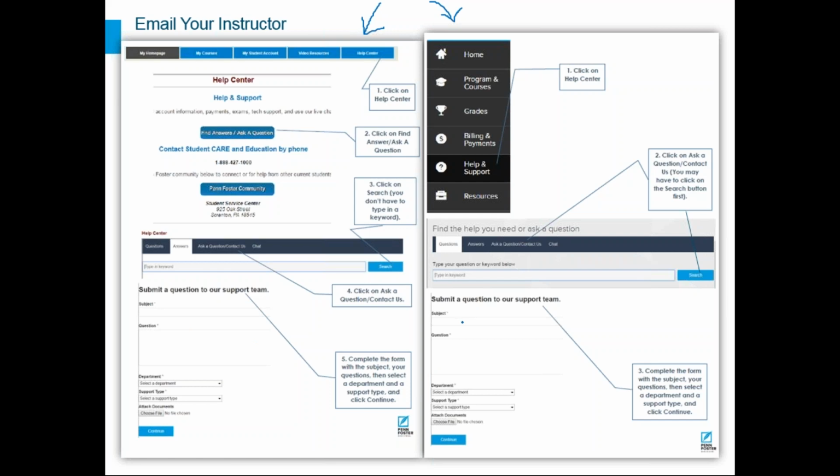Write your subject. If you have a math question, make it math, for example, or algebra. Anything that lets us know it's a math question. Write your question here, select instructional support, and then maybe just select general support and then hit continue. And that's it. That will send an email to your instructor. And this is how you can use the help provided for this course to prepare for your exam.